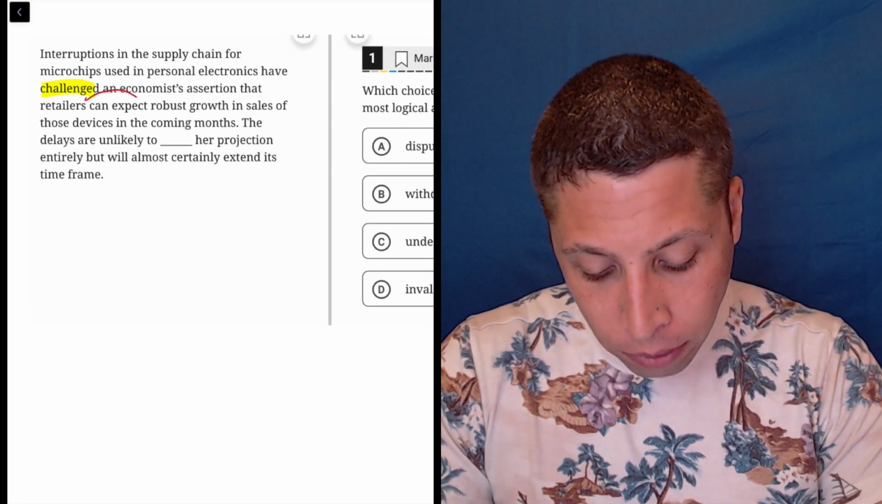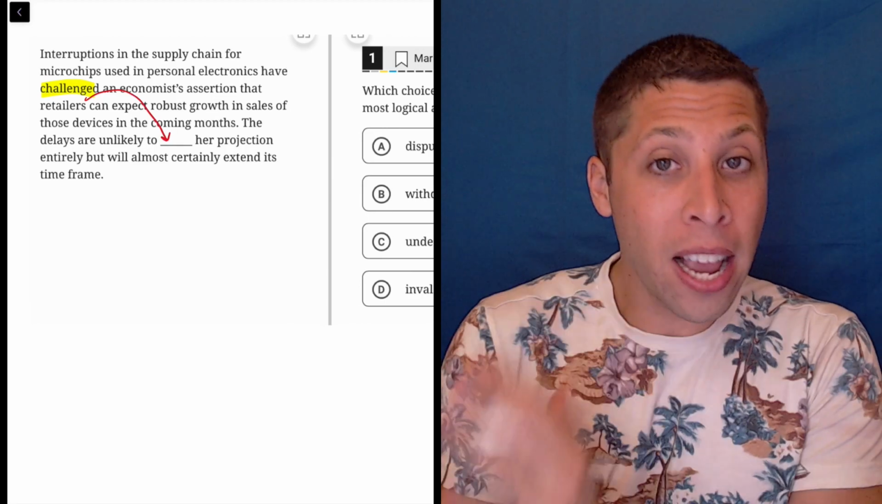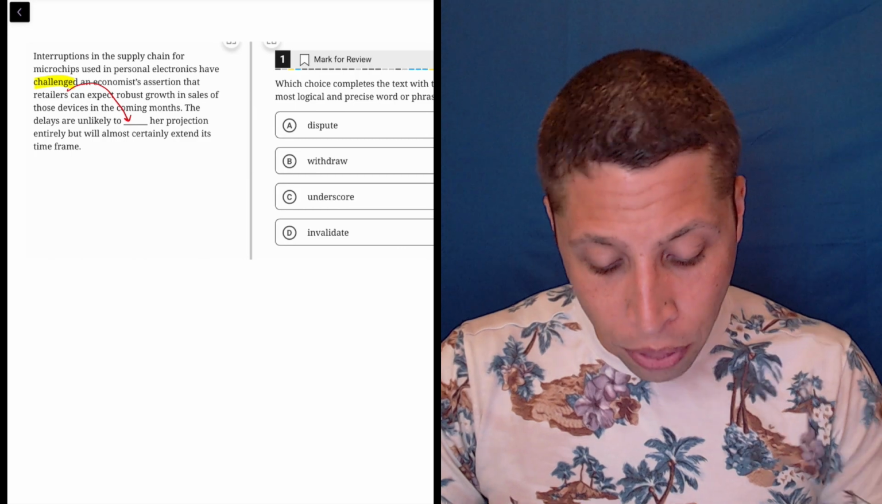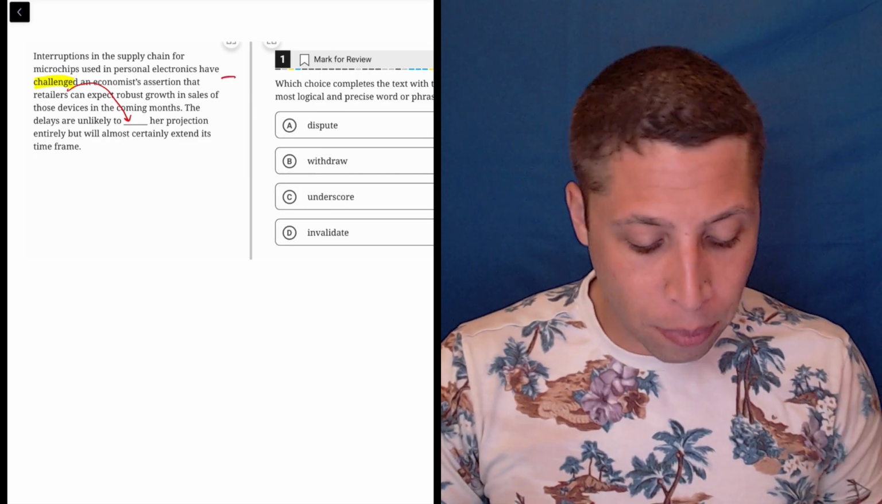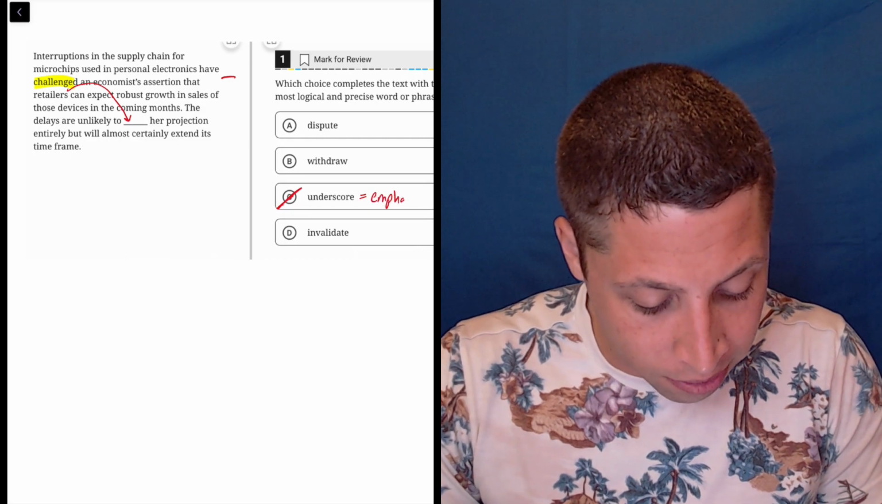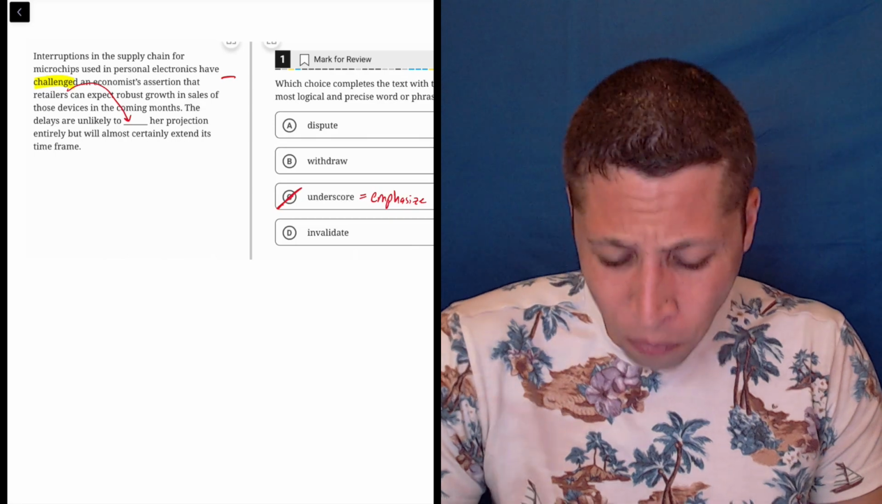So we are kind of looking for a word like challenge. It does mean that there's some nuance to it, but that would be at least my starting point. If I go with that, that's kind of a negative word, so that would get rid of a word like underscore, which means just something like emphasize. So that doesn't fit here. And then withdraw, that hopefully just sounds weird.